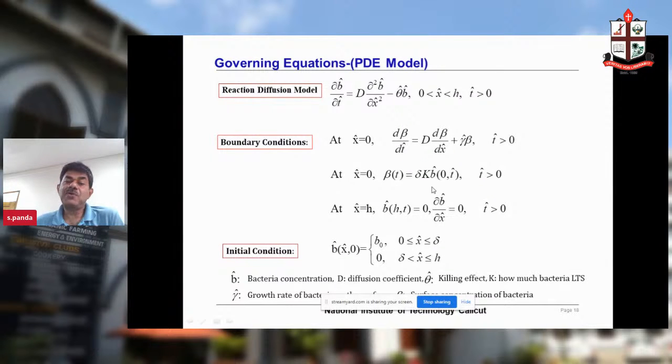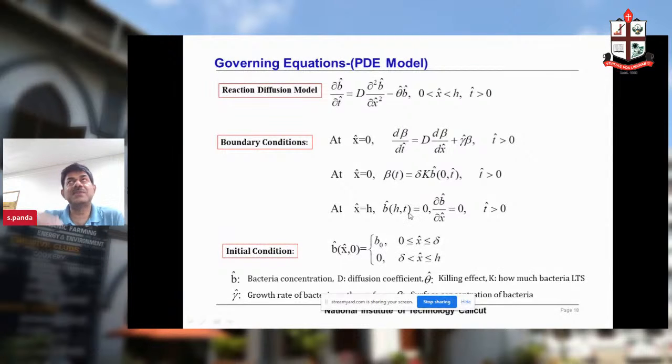Then at the boundary, at the initial condition, also at the surface, this beta is the bacteria now. B hat is also a bacteria, but it is in the domain I have defined, while beta is also a bacteria but defined on the surface. They are the same, and then I have to couple them.